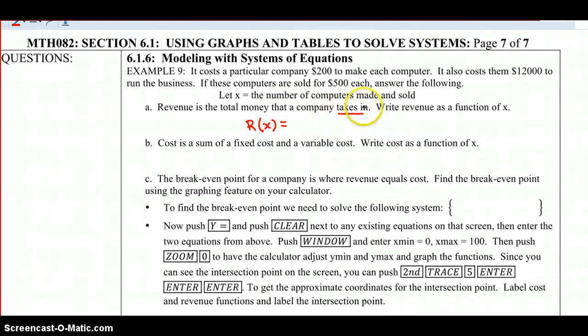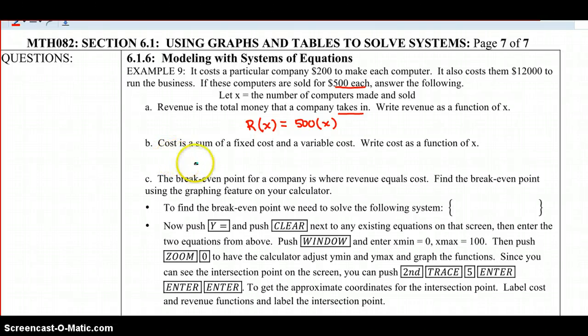Okay, so this is the money that they take in. This $200 is money they have to pay out in making the computer, and this $12,000 was also a cost to them. But then they turn around and sell the computers for $500. This is money that they take in, $500 per computer. So we need to take $500 times the number of computers to get their total revenue.